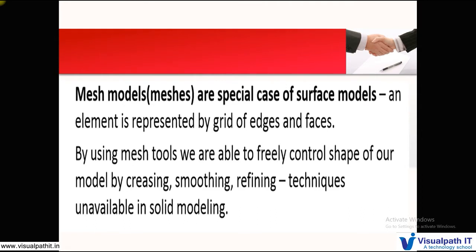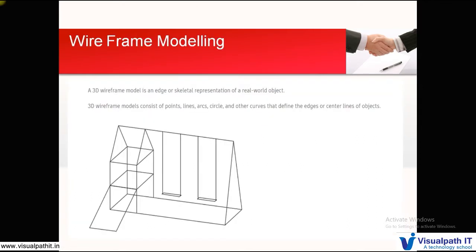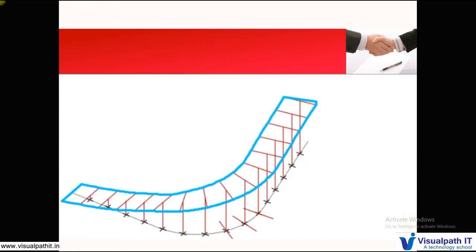So what is that used for? Human faces can be modeled. So whatever is in the real world can be modeled using mesh models. A wireframe model will look like this. It contains a number of points, lines, arcs, circles and other curves which define the lines of the object, the central lines of the object. It's called a skeletal model.